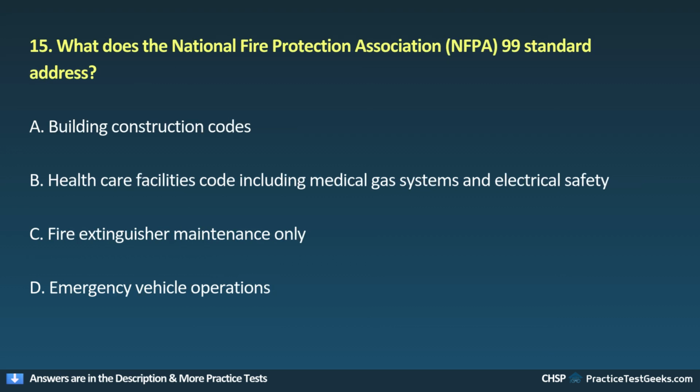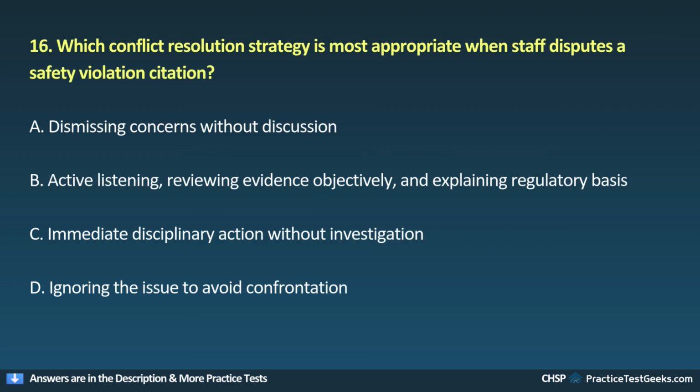15. What does the National Fire Protection Association NFPA 99 standard address? A. Building construction codes. B. Healthcare facilities code, including medical gas systems and electrical safety. C. Fire extinguisher maintenance only. D. Emergency vehicle operations.